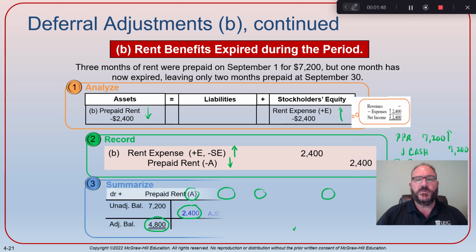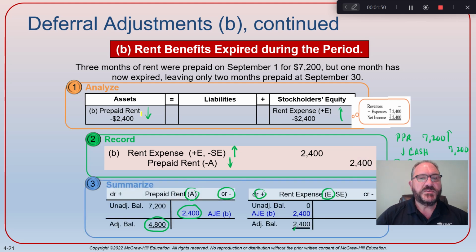All right, so here we go. Let's take a look at this. So notice, we're lowering our prepaid rent by $2,400. Rent expense increases by $2,400 right here. Lowers our net income. And here's the actual record, right? Prepaid rent expense, we're increasing our expense. We're lowering our stockholders' equity by $2,400.